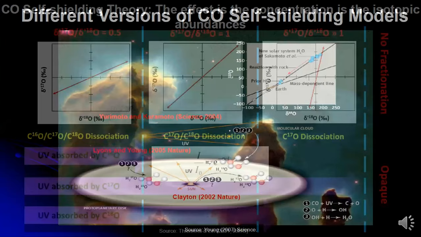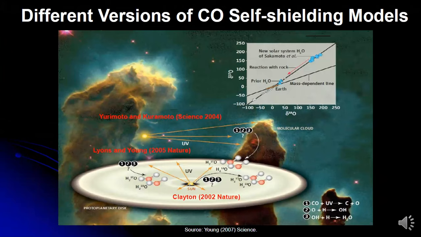Now, Clayton exhumed an old model of ours and wrote a comment in Nature, proposing that the effect goes on in a solar system with the light going out from the sun through the carbon monoxide and then being shielded as it goes further out. It doesn't work because the oxygen atom produced back exchanges with the carbon monoxide of the main reservoir.